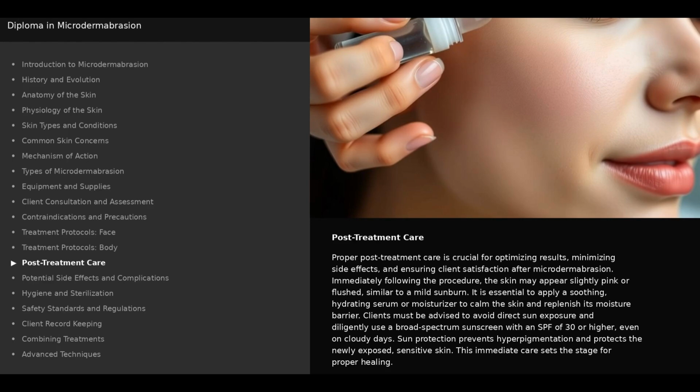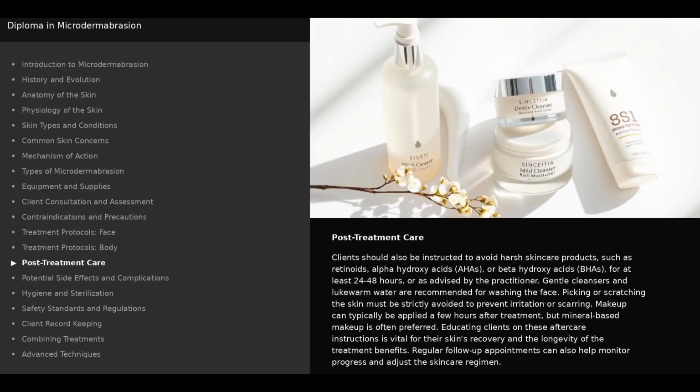Sun protection prevents hyperpigmentation and protects the newly exposed, sensitive skin. This immediate care sets the stage for proper healing. Clients should also be instructed to avoid harsh skincare products such as retinoids, alpha-hydroxy acids (AHAs), or beta-hydroxy acids (BHAs), for at least 24 to 48 hours, or as advised by the practitioner.